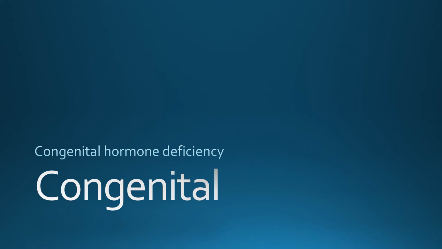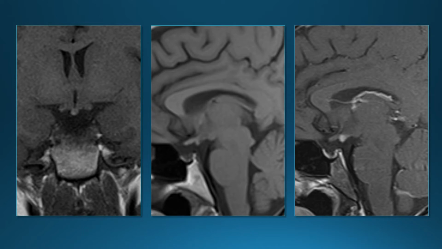Congenital abnormalities. This patient, the two slides on the left are before contrast, the one on the right is after contrast. The pituitary gland itself is quite small. We can hardly see any pituitary stalk. I don't see any. It should be over here, but I don't really see anything. There is some enhancement up here on the tuber cinereum.